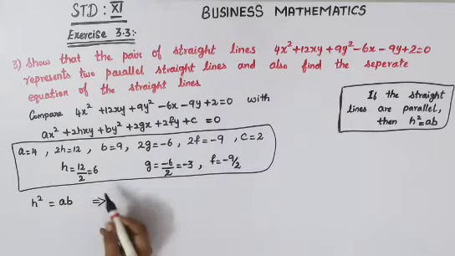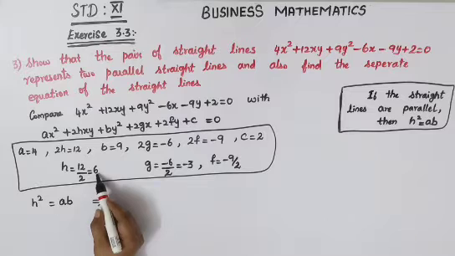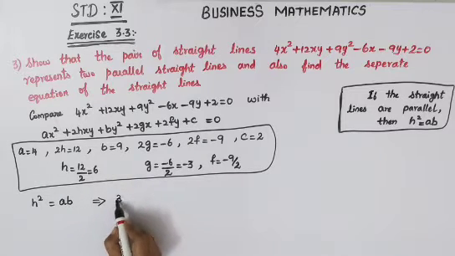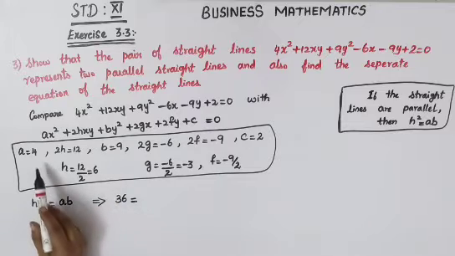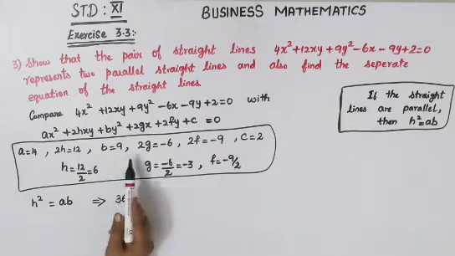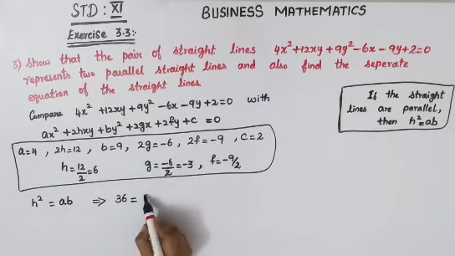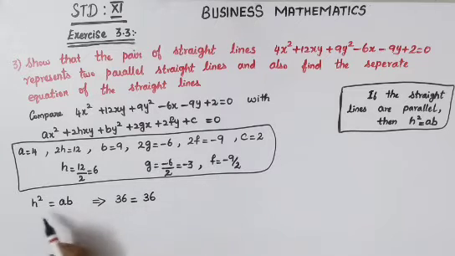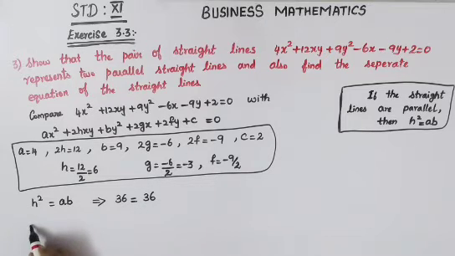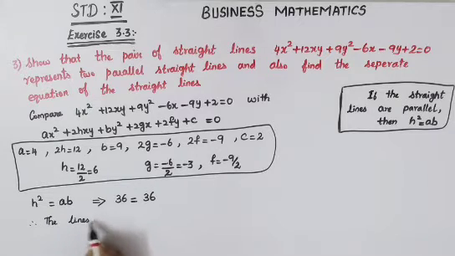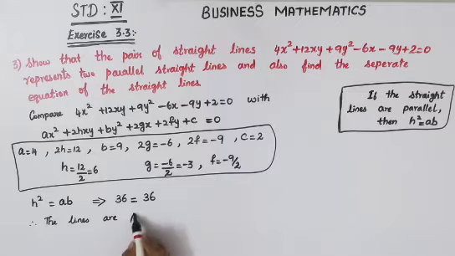So we'll have to check whether we are getting h square is equal to ab. Just substitute the values. h is 6, so h square will be 36, which is equal to a and b multiplied. a is 4 and b is 9, 9 4s are 36. So your h square is equal to ab. Here 36 is equal to 36, we have got it. Therefore you can write, the lines are parallel.